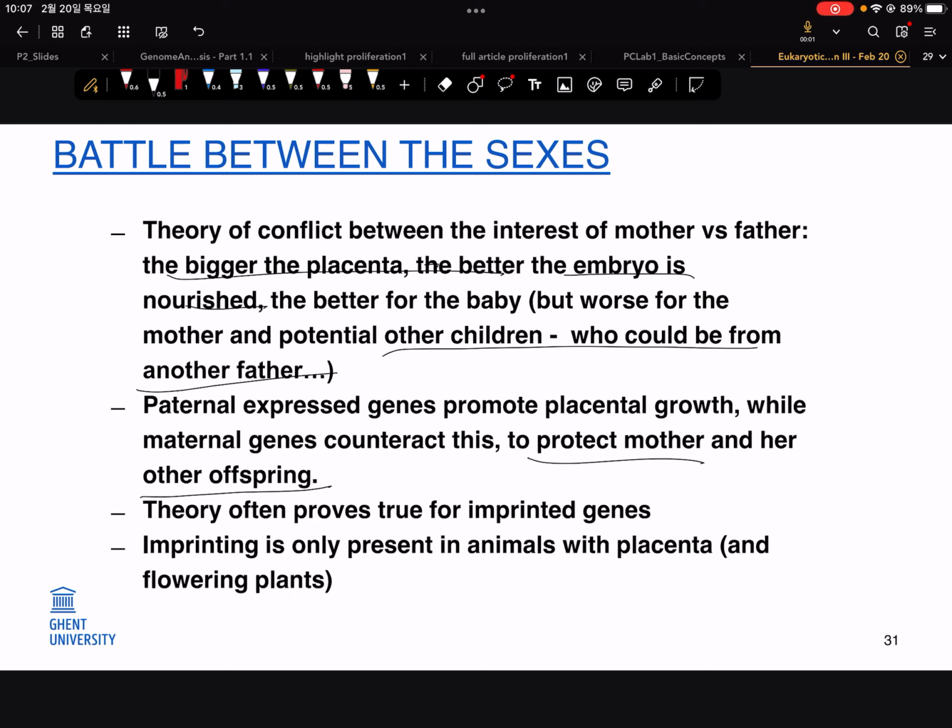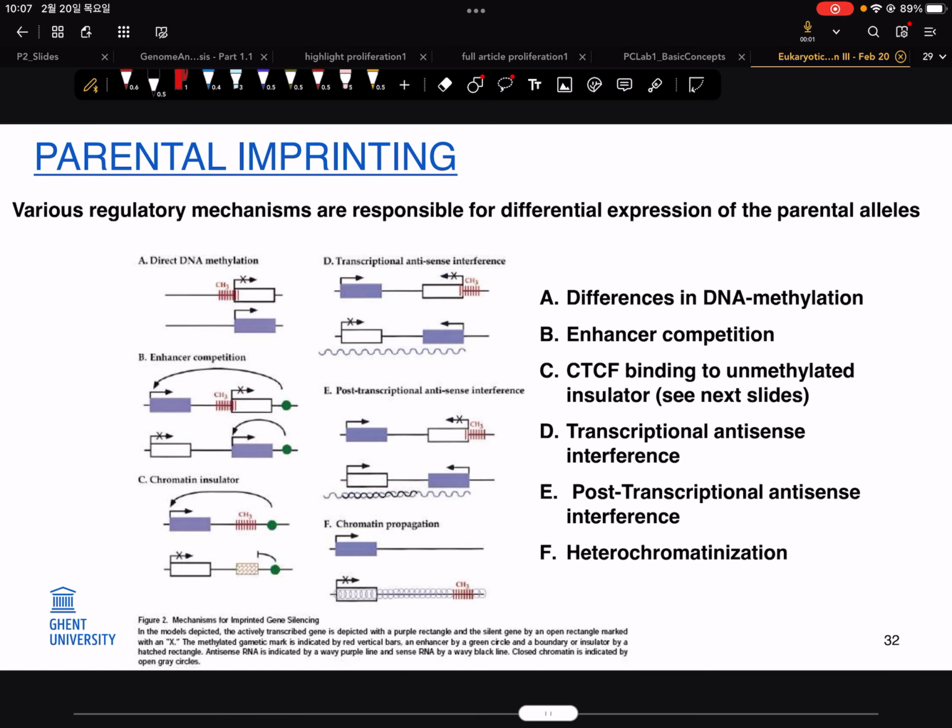Now, how can you get monoallelic gene expression? How is it possible that one allele is active and the other one is not? That's of course because of epigenetic patterns, gene regulatory patterns that will activate or deactivate one of the alleles. And I have shown here on the slide the many options that have already been described for different genes. And sometimes it's even a combination of all those things.